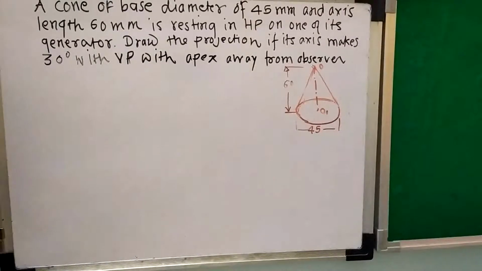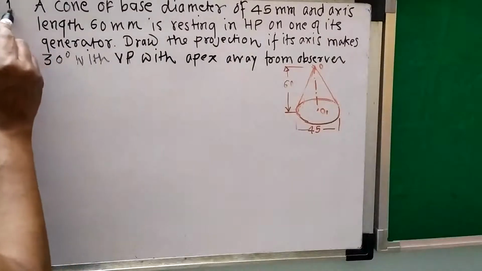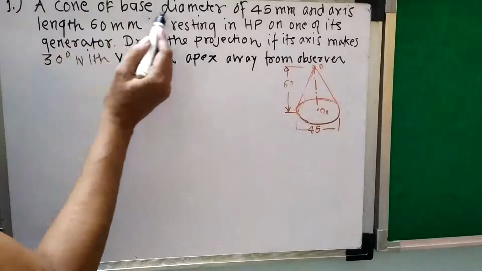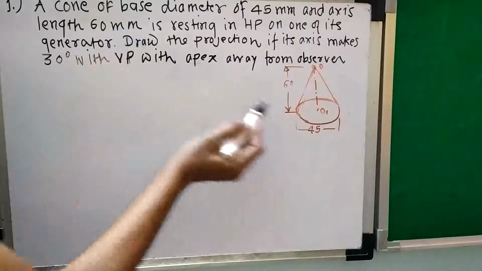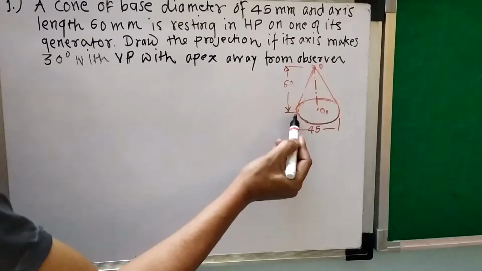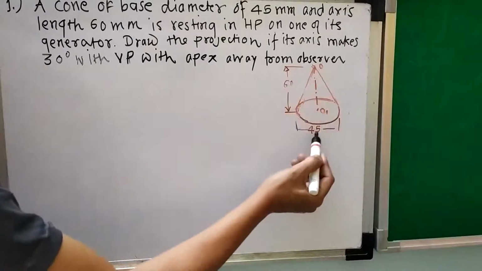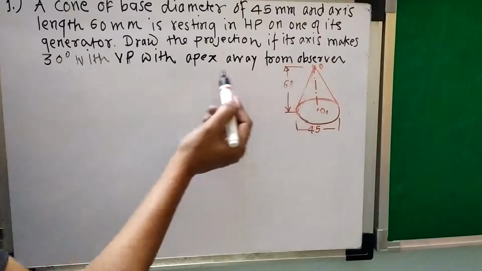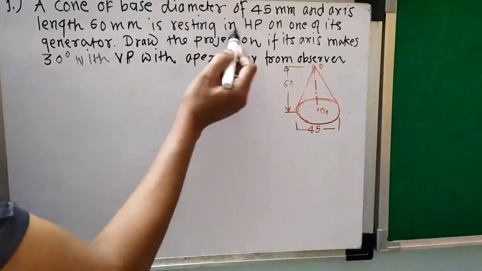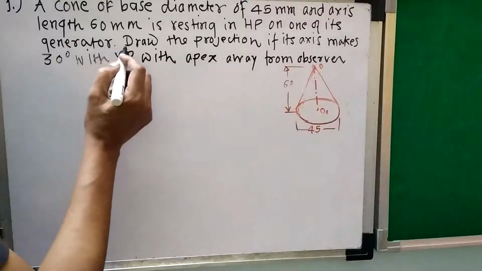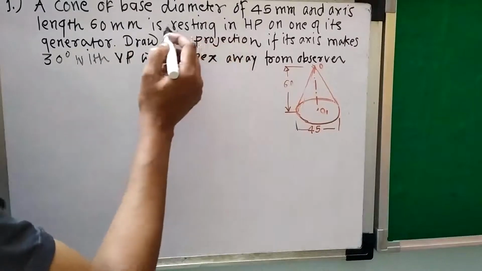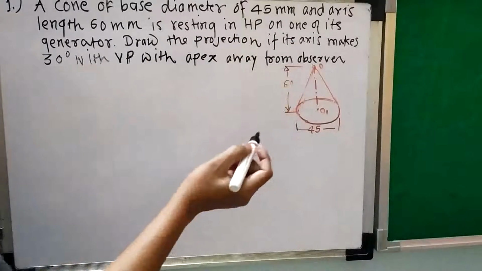Now let's start with the drawing sheet problem. This is the first problem on the drawing sheet. A cone of base diameter 45 mm and axis length 60 mm is resting on one of its generators. So the diameter of this base is 45 mm and the axis length is 60 mm. It's resting in HP on one of its generators.